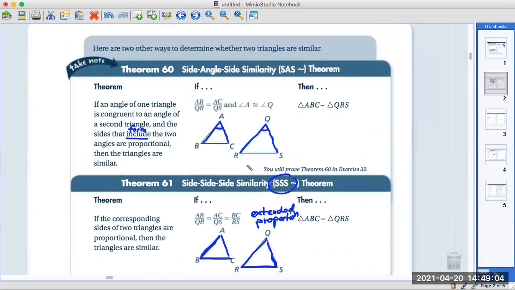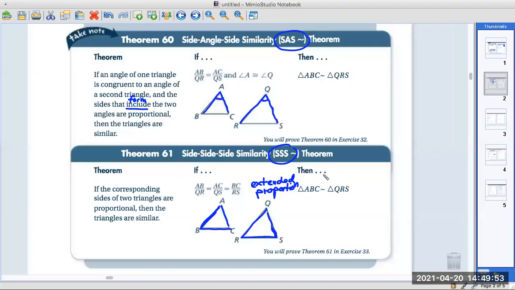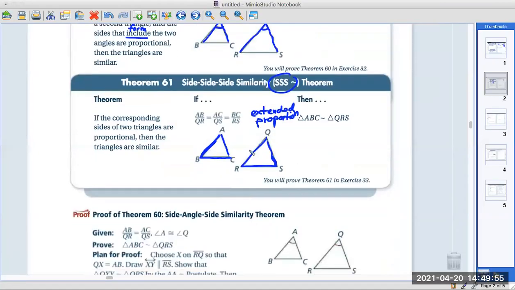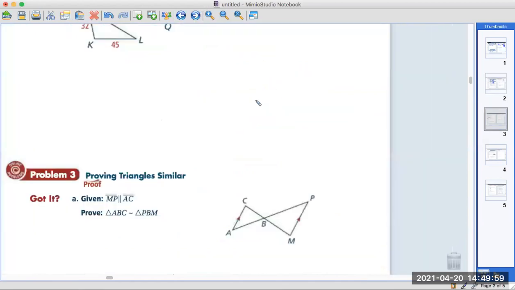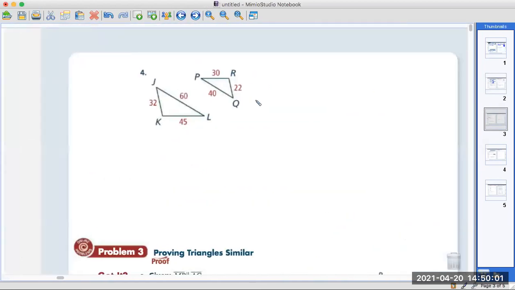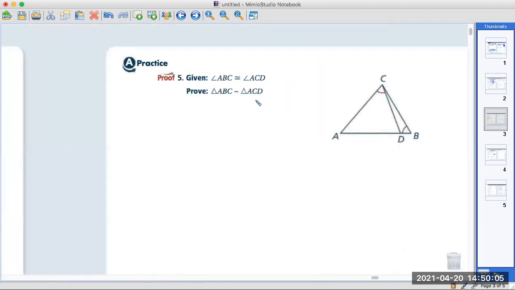All right, so let's review. We have AA, we have SAS, and we have SSS. That's the main ideas, three of them that you have to constantly go back and forth to. Now let's look at, where are we?